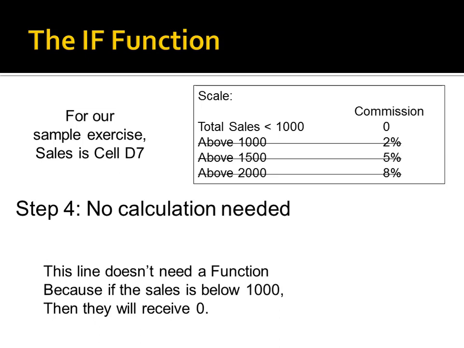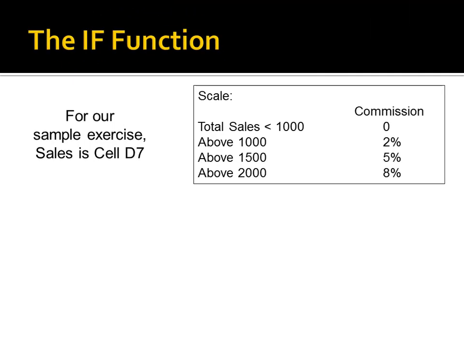This line does not need a function because the sales is below 1,000. They will automatically receive 0. So now step 5.